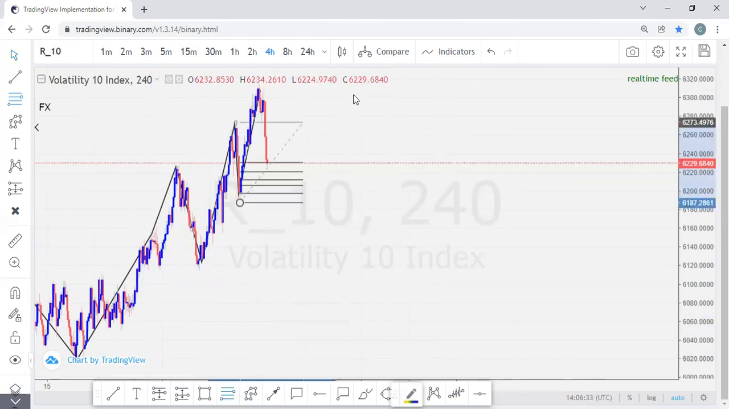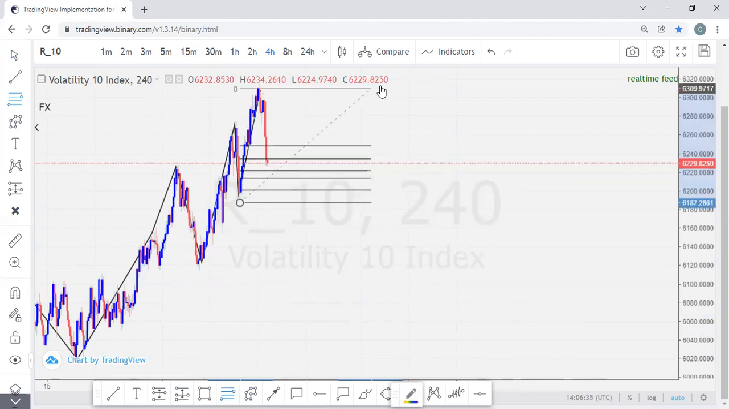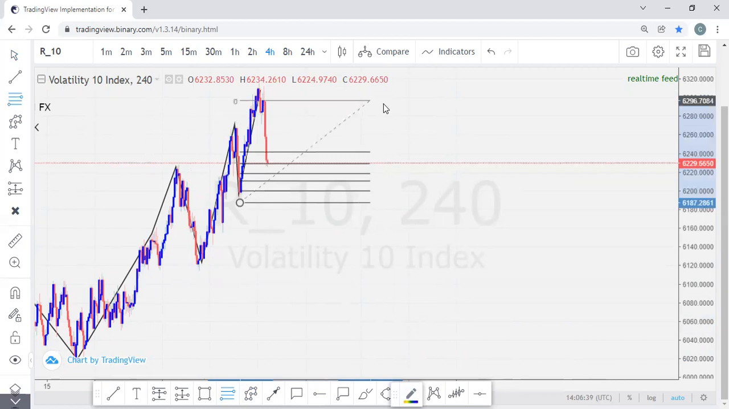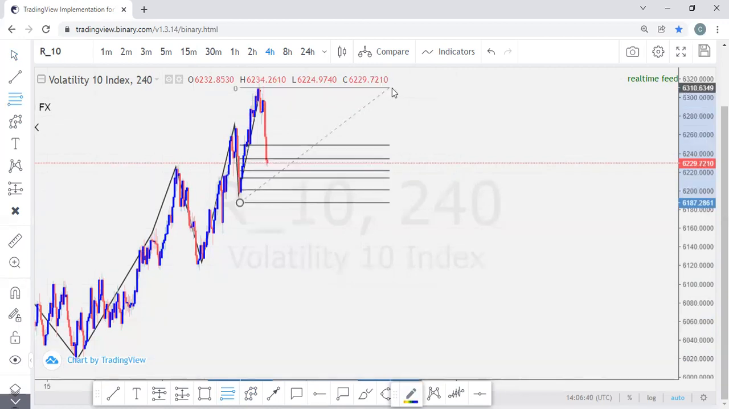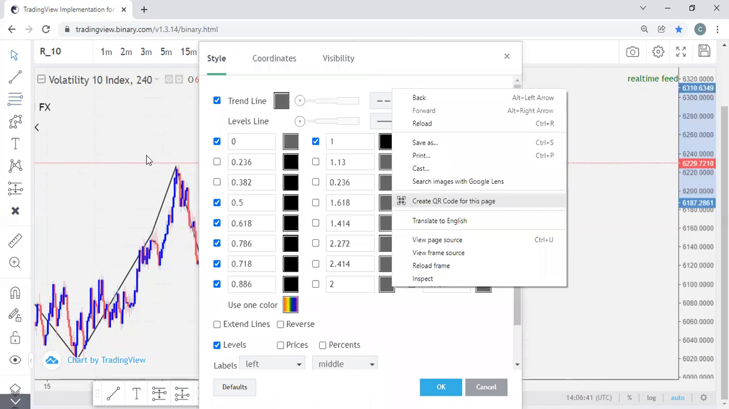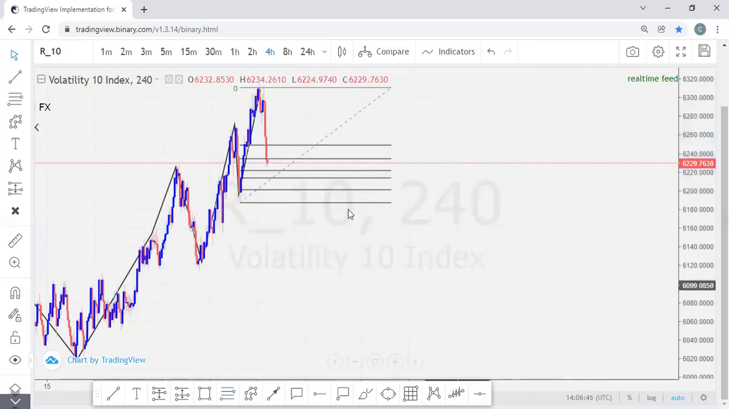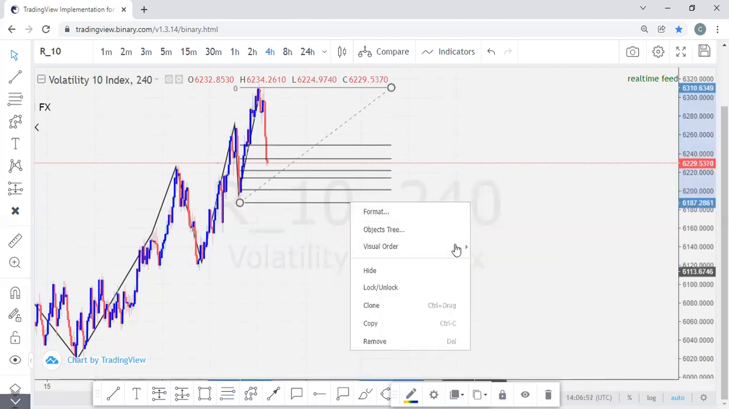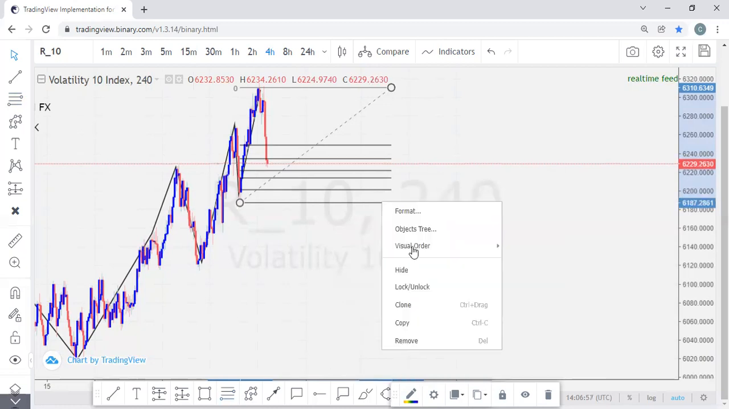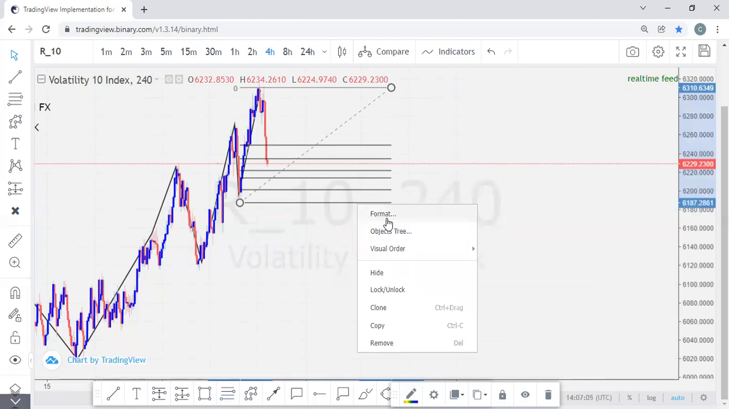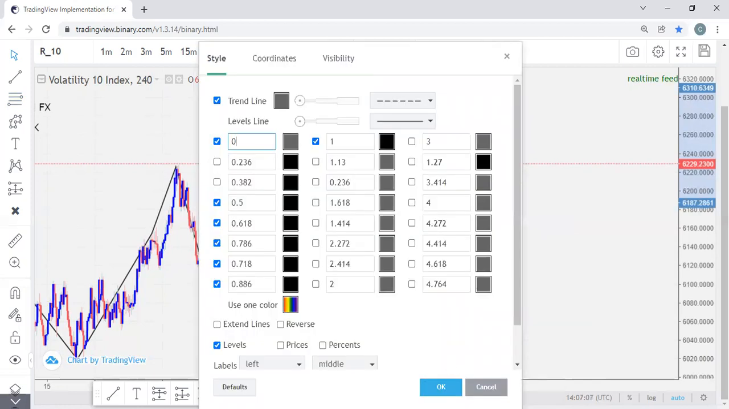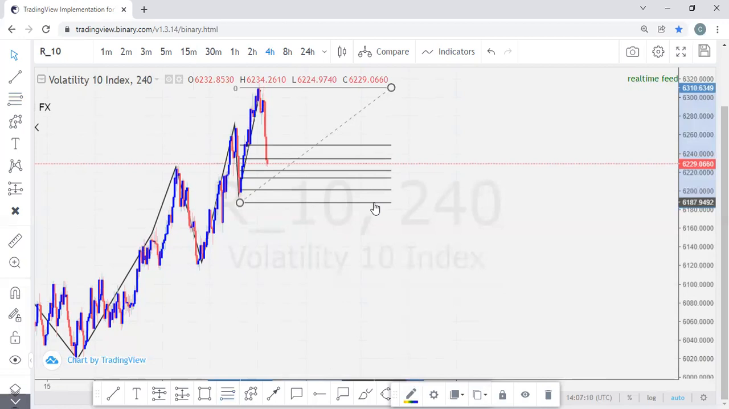Okay, so I've brought up my Fibonacci too. I don't know why the numbers are not showing, but the middle number here is the 50. Let me see if the visual order is going to affect it. I've been having issues with my Fibonacci tool for a while now. Visual order, send to the front, bring forward. Okay, it didn't work. We're still trying to work on the visual order.